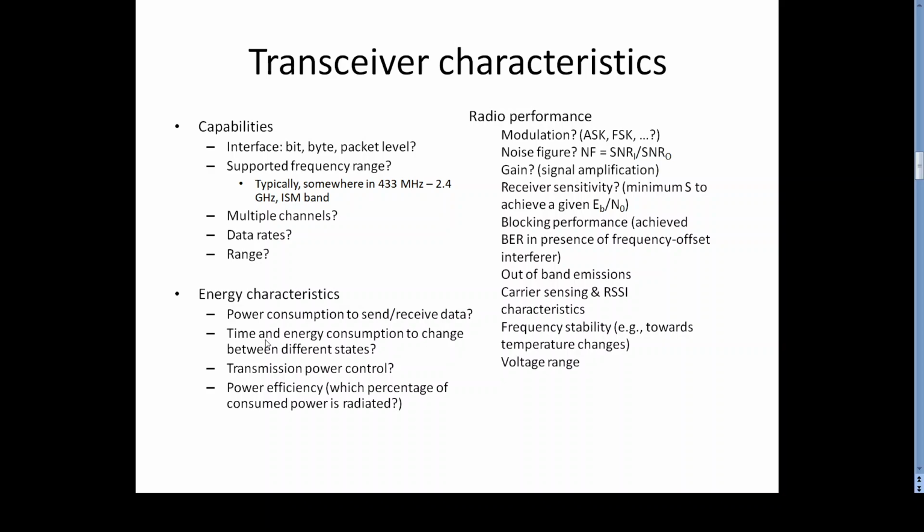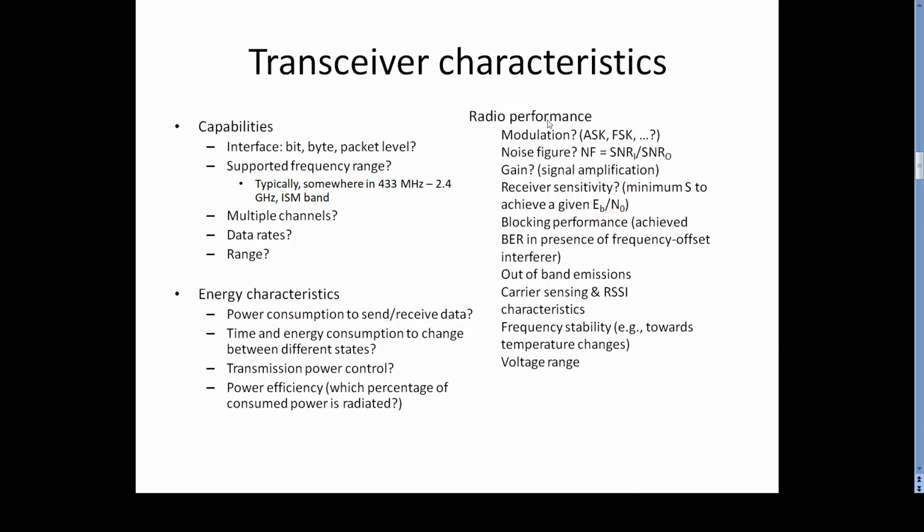And we need to also consider time and energy consumption to change between different states, and how we can perform the transmission power control, and power efficiency, which is the percentage of consumed power that is radiated. So these are the energy characteristics that have to be considered, and the capabilities of the transceivers that have to be considered, and we are going to choose the transceivers appropriately.